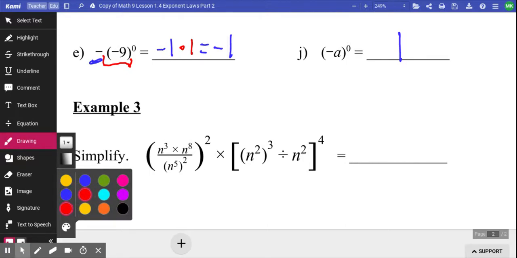The first thing I would do is this area here. I would do the numerator of the first set of brackets. Looking at what I circled in red, I have n to the power of 3 times n to the power of 8. I'm multiplying, so what do I do to the exponents? You add them. So my top would now be n to the power of 11.